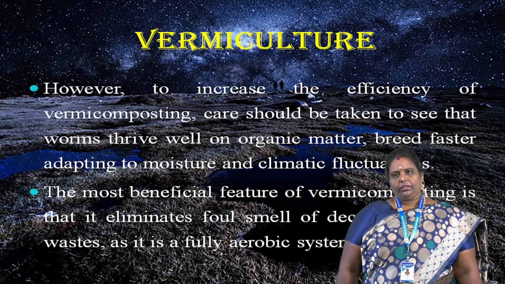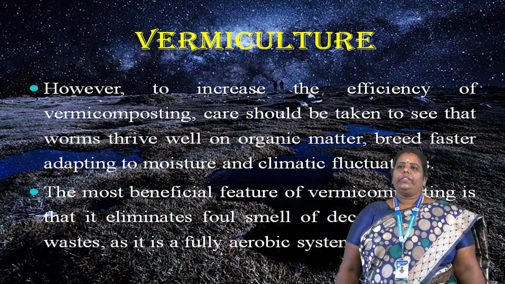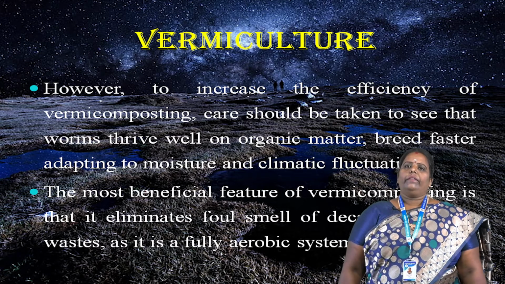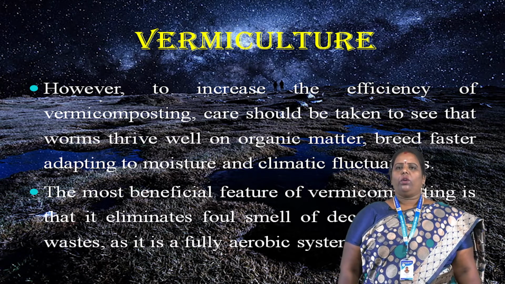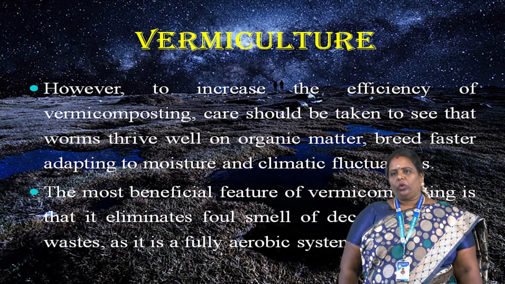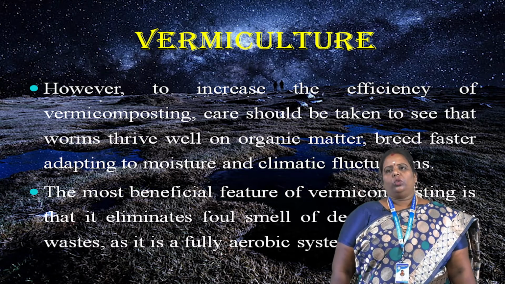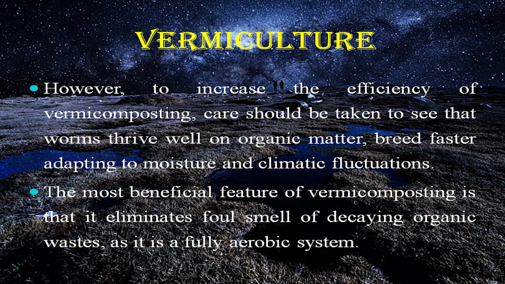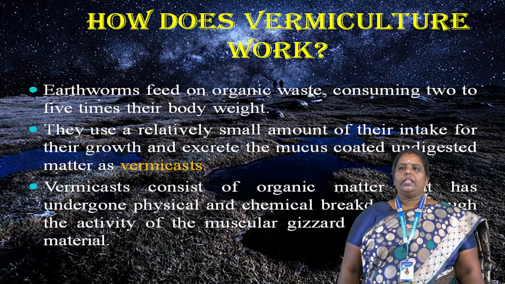Next, to increase the efficiency of vermicomposting, we should take care that the worms thrive well on organic matter, breed faster, and adapt to living under moisture and climatic fluctuation. That is the way to get the highest vermicompost. Before that, we just have to choose these characteristics. Normally, the most beneficial feature of vermicomposting is that it eliminates the foul smell of decaying organic matter and is a fully aerobic system. How does vermiculture work?